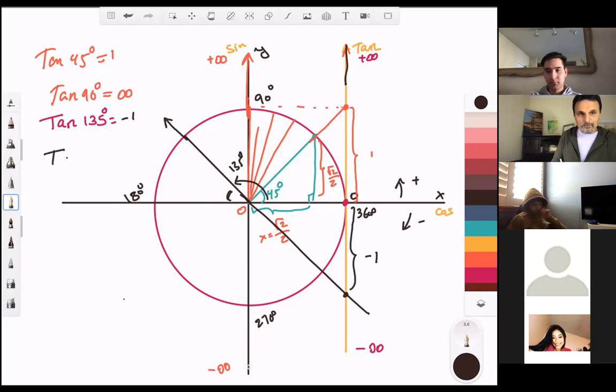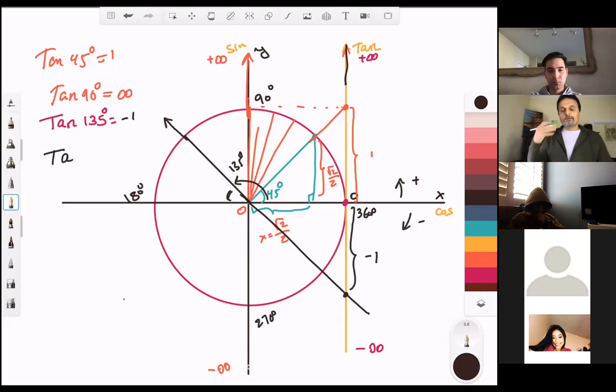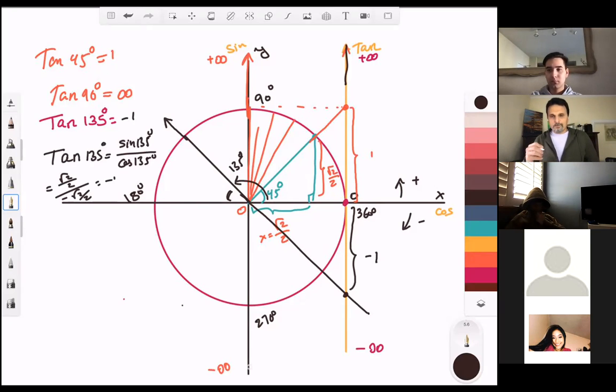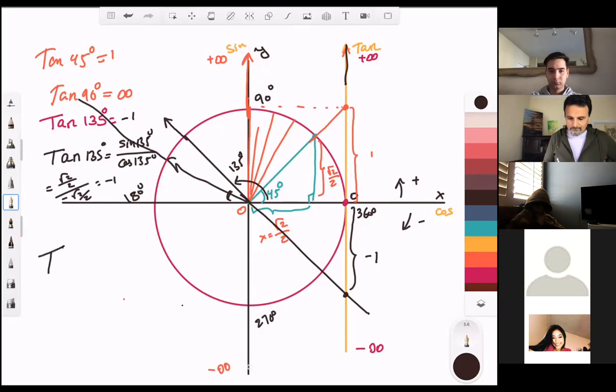I would like you guys to visualize it. But if I ask you guys what is tangent of 135, you will say this is sine of 135 degrees over cosine of 135 degrees, which is radical 2/2 over negative radical 2/2. It gives you -1. But I want you guys to just visualize that if it's here, this direction doesn't touch the tangent.